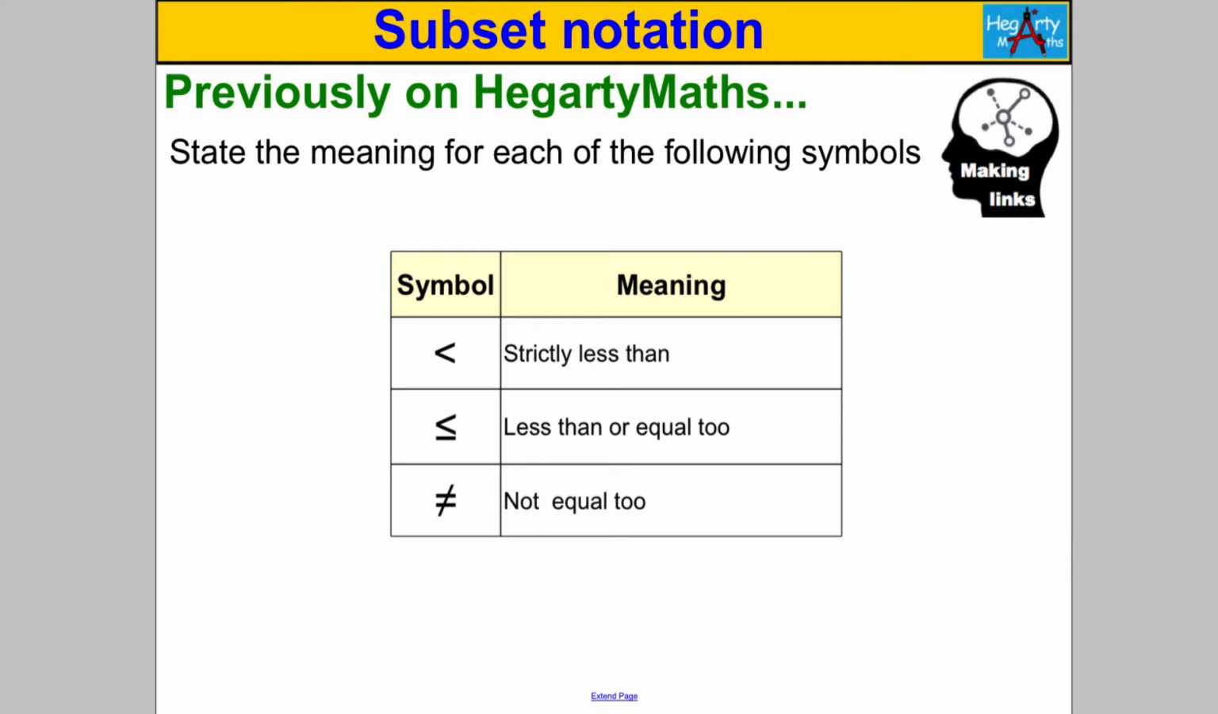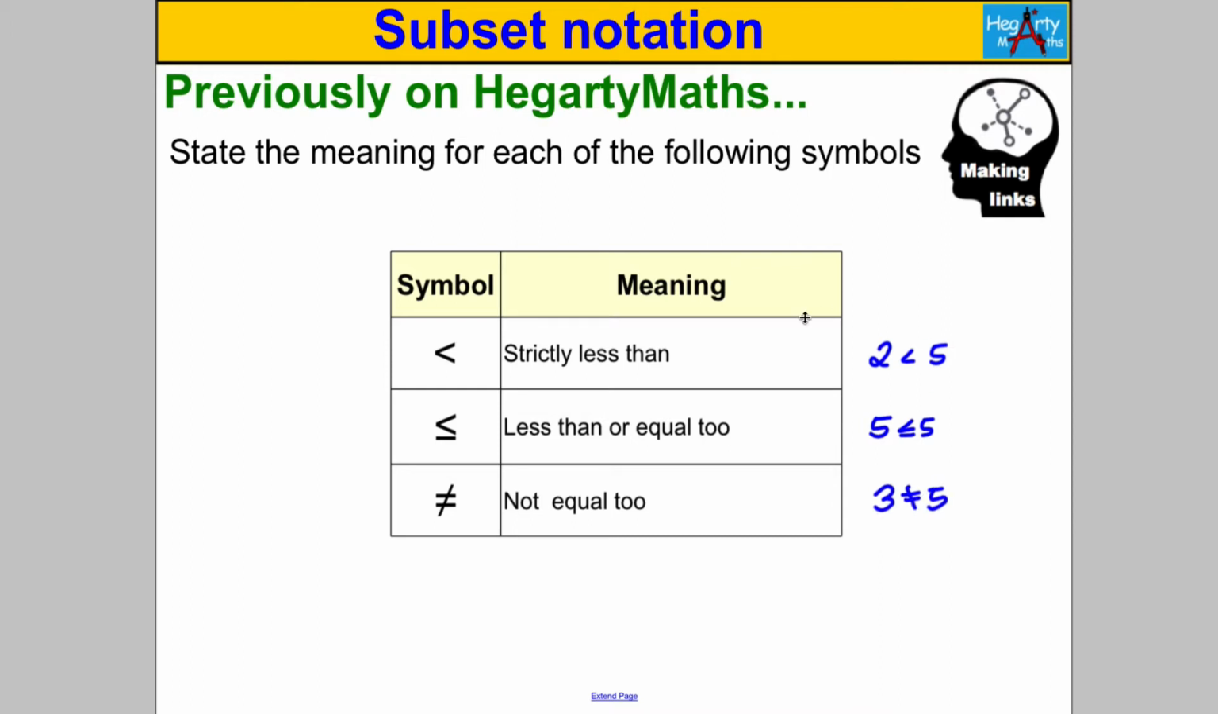So giving some sentences there, I may say that 2 is strictly less than 5, let's say. I could say, in theory, although this is a slightly silly statement, 5 is less than or equal to 5. It's not less than 5, but it is equal to 5, so that statement is allowed. And I could say again that something like 3 is not equal to 5.